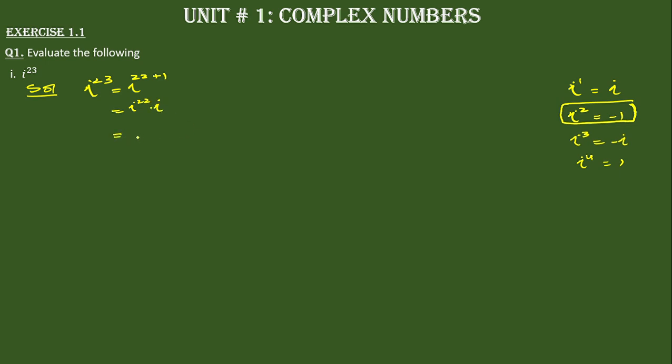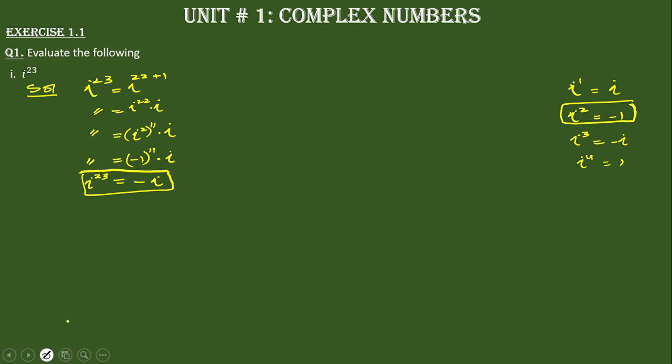And now iota raised to power 22 can further be written as iota raised to power 2 into 11 and then iota, and we know that iota square is equal to -1, and now raised to the power 11 into iota. So -1 raised to power 11, this is an odd power of a negative, so this is going to be minus, and when multiplied with iota, we get minus iota. So iota raised to power 23, we get the result which is equal to minus iota. So this is the answer for the first part.